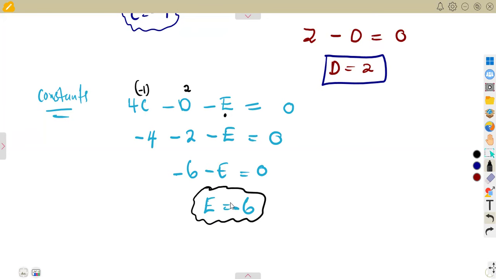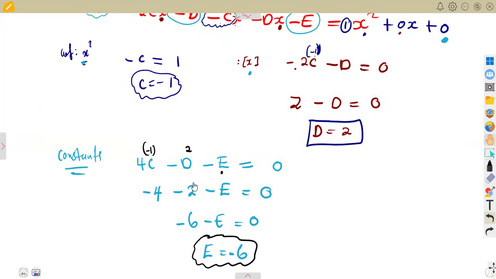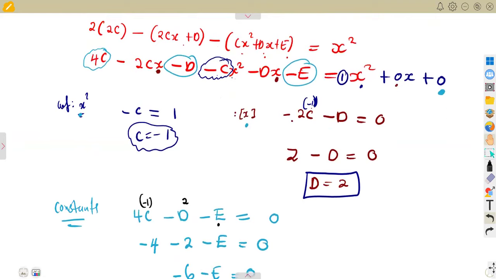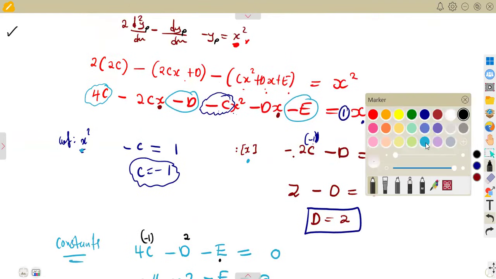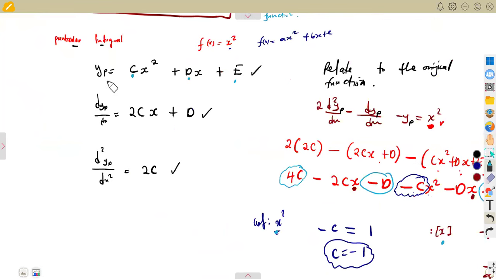From C to D to E. So the particular integral must have the values of the constants C, D, and E, whatever you have. It is only the complementary part that you have to leave in terms of those constants A and B. So let us rewrite this, because remember, we said this particular integral was given in the format that we had written here, as yp is equal to cx squared plus dx plus E.